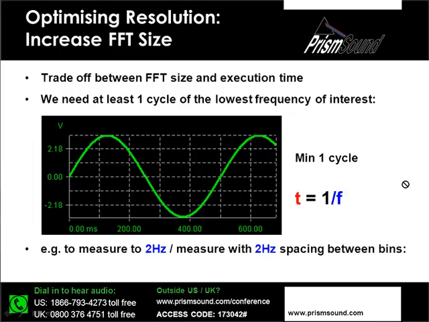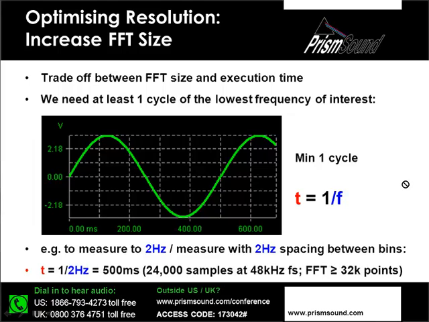And going back to the reciprocal nature of time and frequency, that tells us that, for example, if I want to measure down to 2 Hz, or if I want to have an FFT with 2 Hz spacing between bins, between data points, I need to ensure that T equals 1 over F. F is 2 Hz in this case, so I need at least 500 milliseconds of audio to give me at least one cycle. And if I'm working at an analysis sample rate of 48 kilohertz, that means I need half of that, 24,000 samples of audio data, to give me resolution of 2 Hz. And the nearest power of 2 is actually 32, so that would mean for those conditions I would need to use at least a 32K FFT.